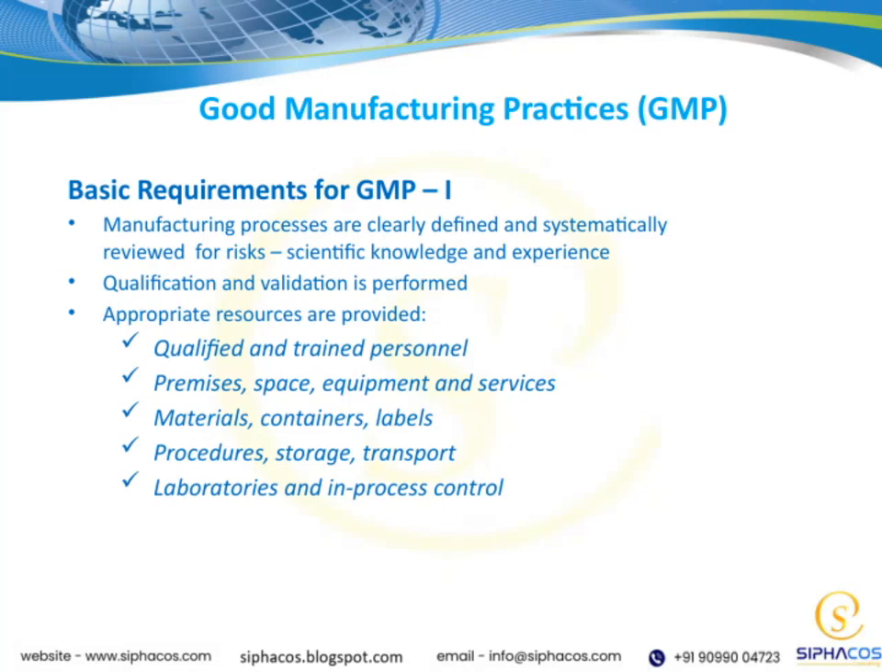When it comes to basic requirements for GMP, the first key point is that manufacturing processes need to be clearly defined and systematically reviewed for potential risks. This means that every step in the process should be well documented and regularly checked to ensure safety and quality, drawing on scientific knowledge and our past experience.